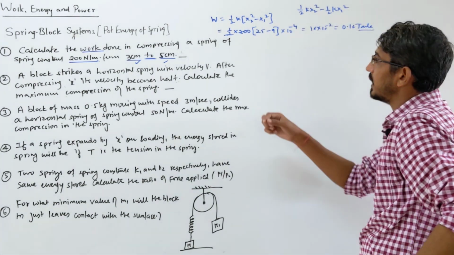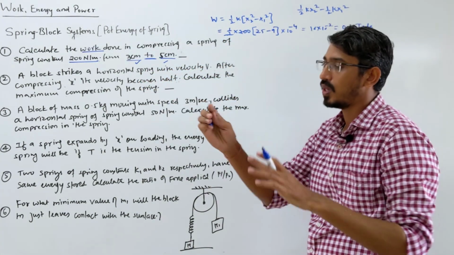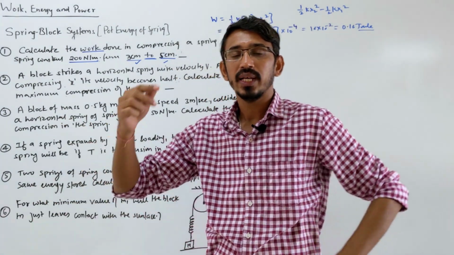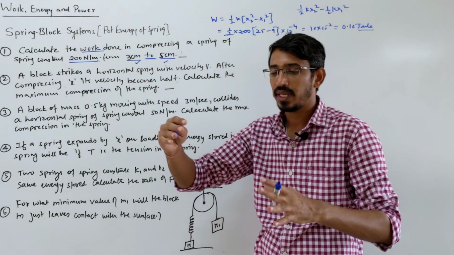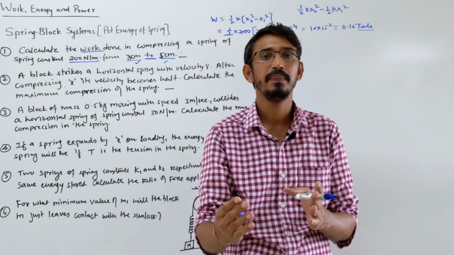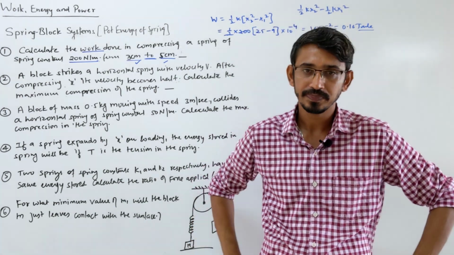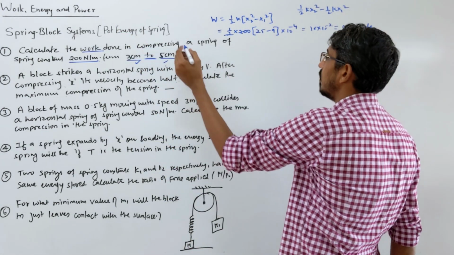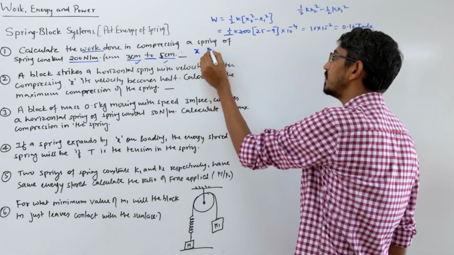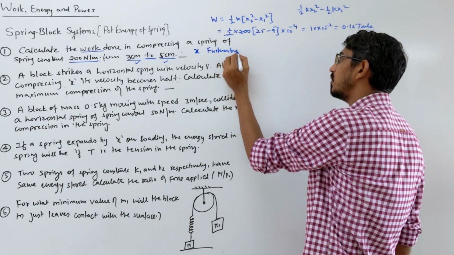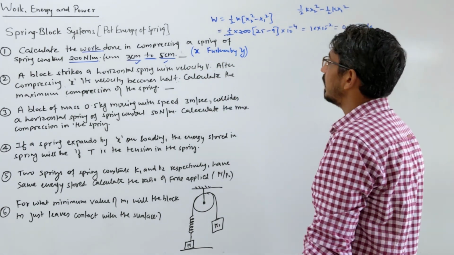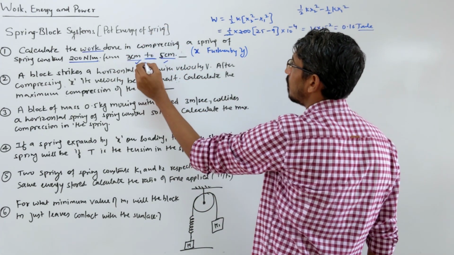Now what I am trying to say in this question: this question was like you want to compress or expand from 3 to 5. The other question they ask is like this: a spring is compressed by 3 centimeter and I want to compress it further by 5 centimeter. The spring is already compressed by x amount, and you want to compress it further by y amount. Then what will the work done be? Give attention.